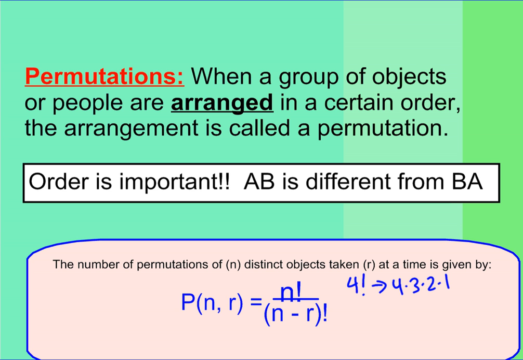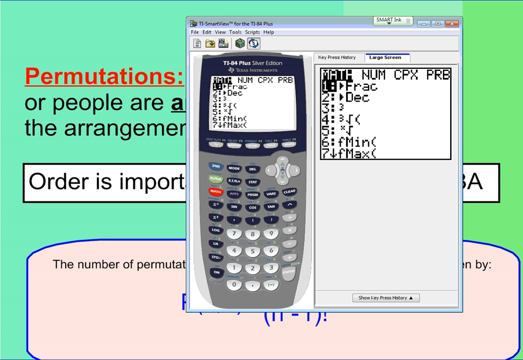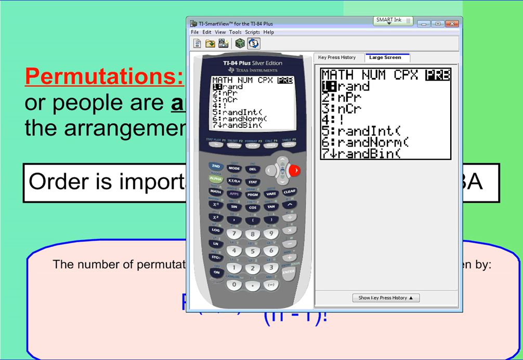So a calculator can help you a lot with this, if I can get the calculator to work. On a calculator, if you hit math and look all the way over on the right, you see PRB, probability. Down here is where it says nPr. That is what you're looking for. You've also got factorial down here at 4. But nPr and nCr are going to help you quite a bit. So be aware that that's there, and I'll show you how to use that in a second.